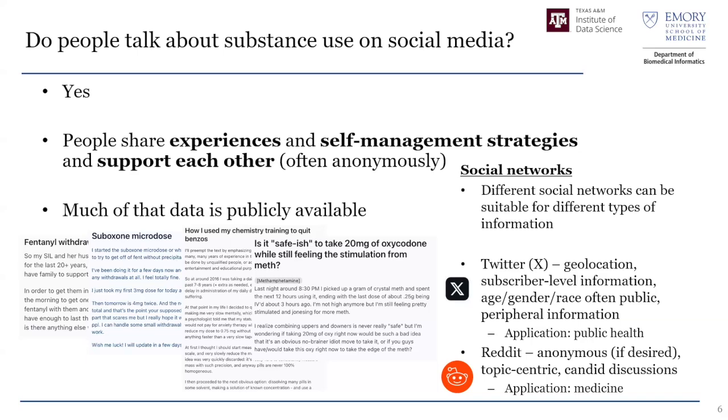Twitter has a lot of application in the broader public health surveillance space. In contrast, Reddit is anonymous. It's topic-centric, not person-centric, so discussions are organized by topics. And the discussions are very candid because they're anonymous. The application is mostly medicine.